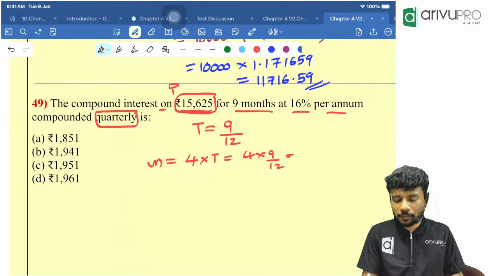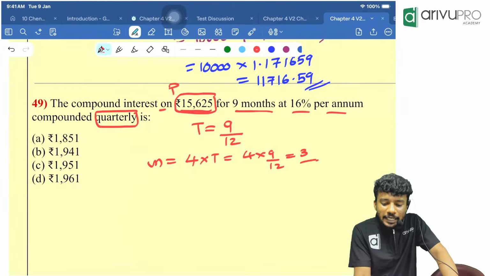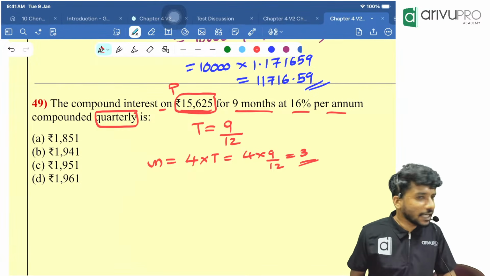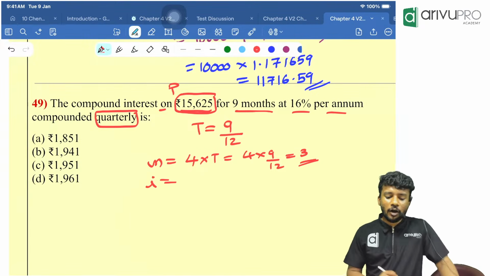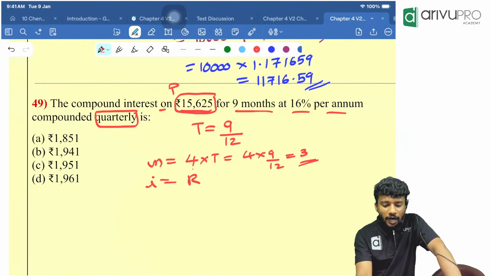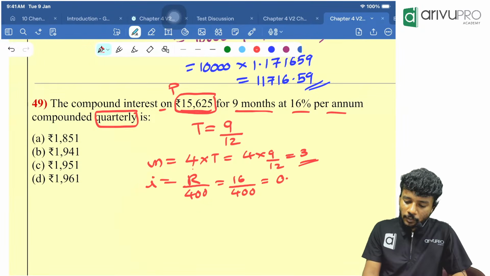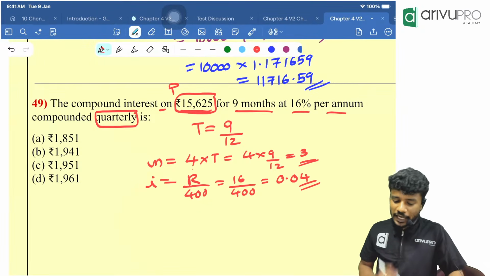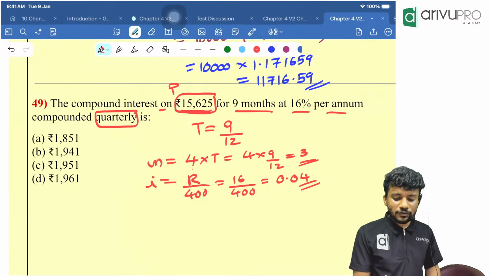How much is it, people? 36 by 12 is how much? 3. N is equal to 3. Correct. Then I is how much, people? Compounded quarterly means R divided by 400. That is 16 divided by 400, which is equal to 0.04. We have the n value, we have the I value, then we have the p value.